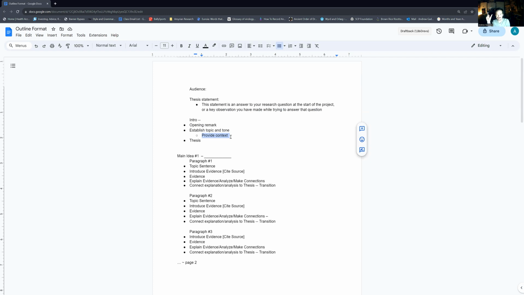Provide that context, get specific as quickly as possible. Remember, you're trying to help those other researchers. You're trying to say, hey, this is what I'm researching. Here are what my sources are about. And here's the specific angle I'm taking on it. So provide that context, establish what your essay is about in as specific terms as possible.